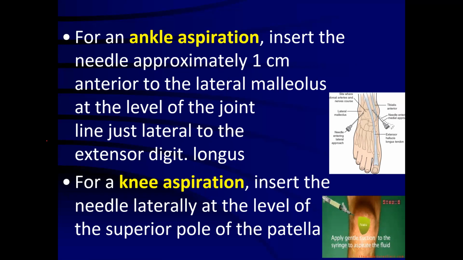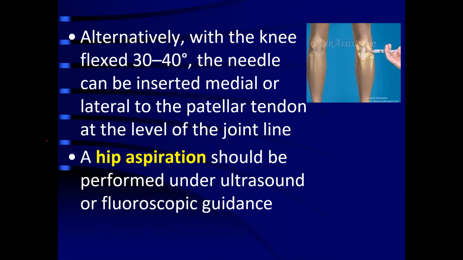For knee aspiration, there are two ways. One is to go lateral. Insert the needle lateral at the level of the superior pole of the patella. Alternately, with the knee flexed, you can insert the needle medial or lateral to the patellar tendon at the level of the joint line.